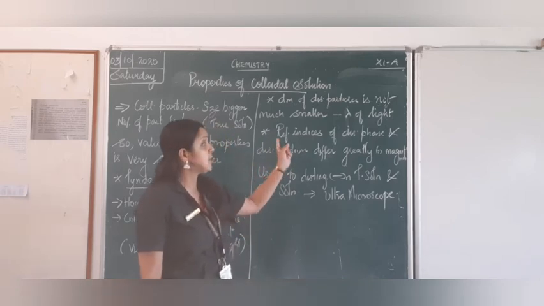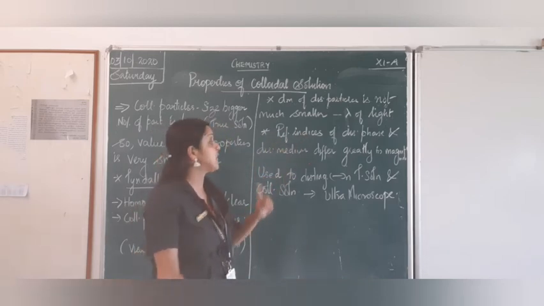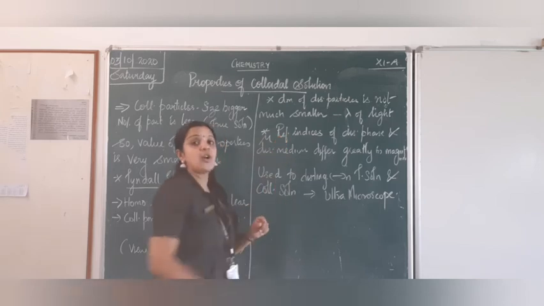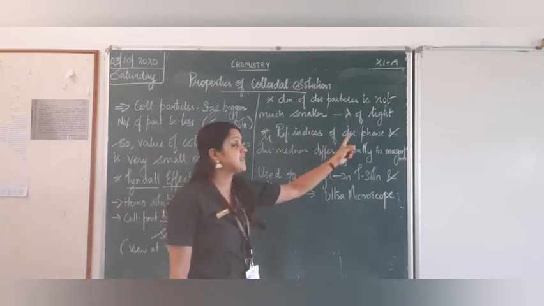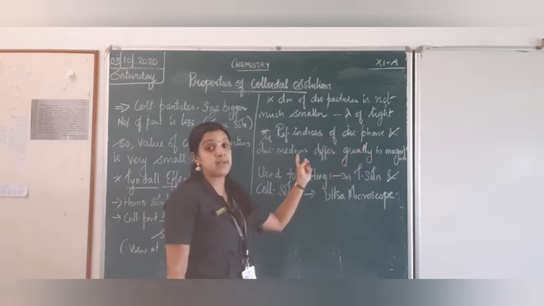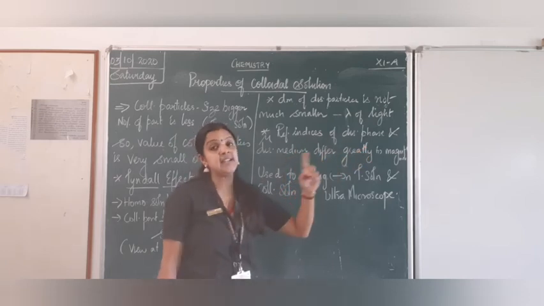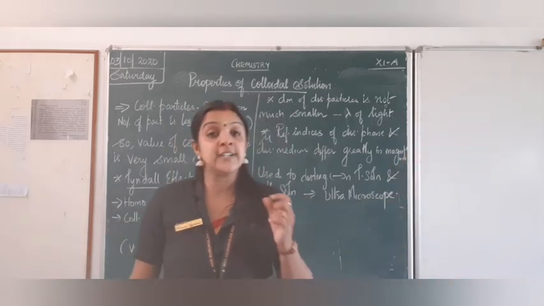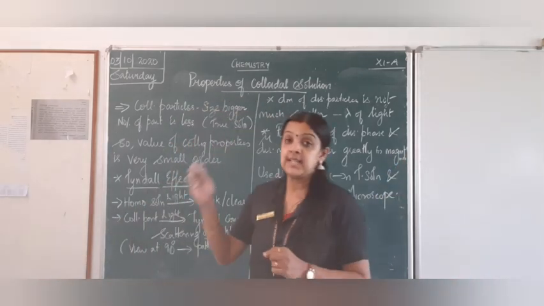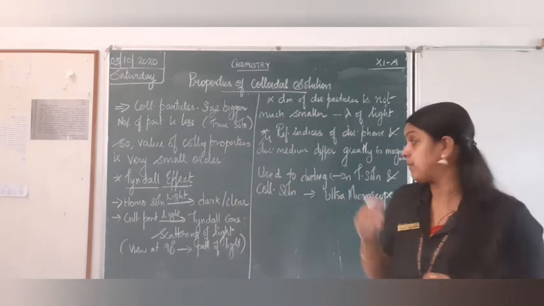Next is refractive indices. You would have studied in physics mu, which is called a refractive index. The refractive indices of the dispersed phase and the dispersion medium differ greatly in magnitude. There should be a large difference between the refractive index of the dispersed phase and the dispersion medium.